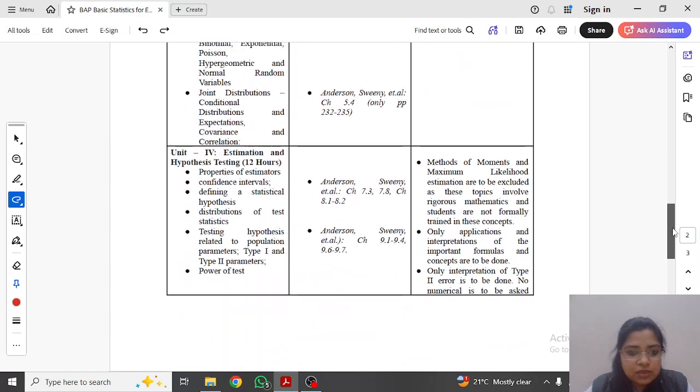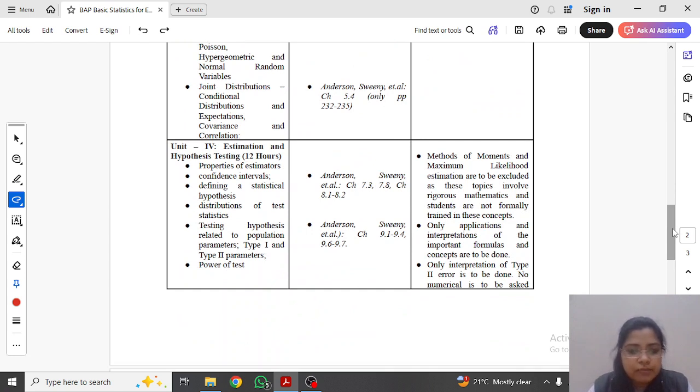Next is your unit 4. This unit is all about estimation and hypothesis testing, which means we are going towards the inferential statistics part of your paper. Here you move from sample to population conclusions. So the understanding of sample and population that you build in unit 1 is going to be very important for this unit as well. Here you are going to study properties of estimators, confidence intervals, statistical hypotheses, test statistics, type 1 and type 2 error, along with the power of the test.